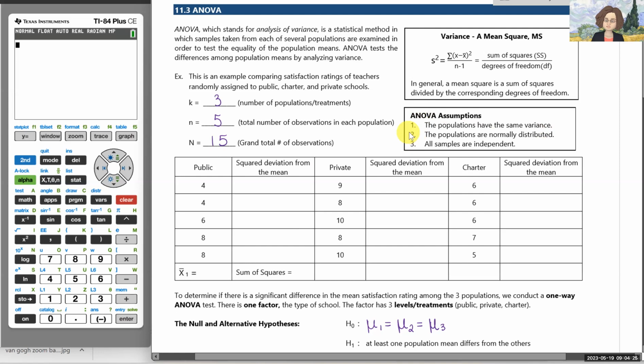Let's look at our second assumption. The populations are normally distributed. If we look at the data from each school, it would be a bell-shaped curve for the population, and all samples are independent.